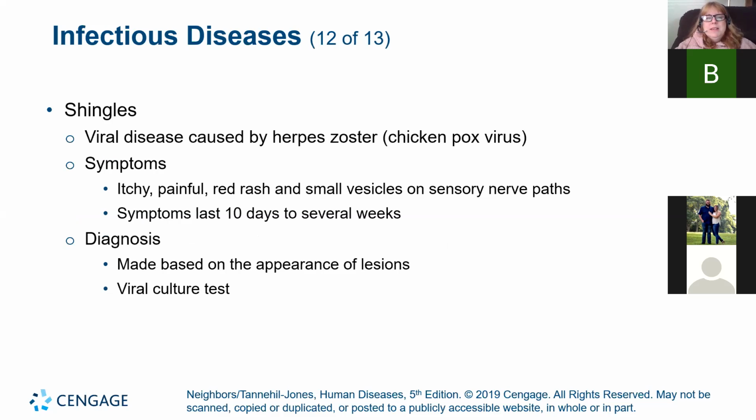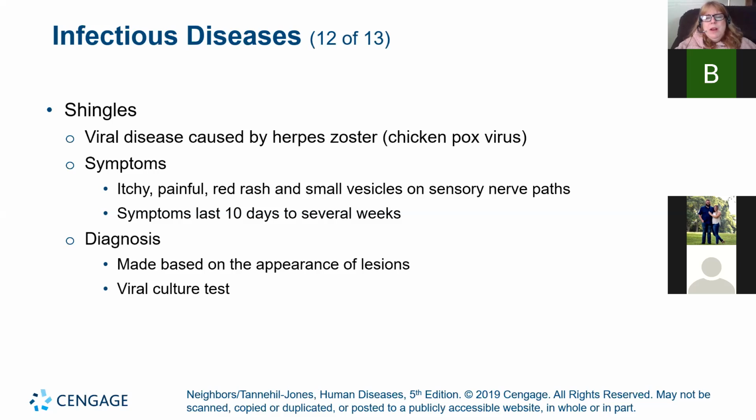Okay, now we're going to get into some infectious diseases that you know a little bit more about. Shingles. Shingles is a viral disease caused by herpes zoster. It is a secondary caused by the chickenpox virus. So if you've had chickenpox or you got the chickenpox vaccine, you can get shingles. It tends to only affect older people, the 50 plus population. Okay, it's pretty brutal.